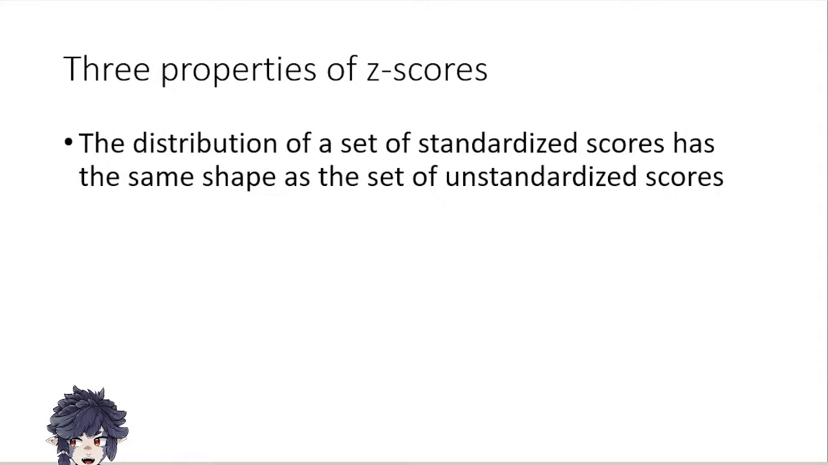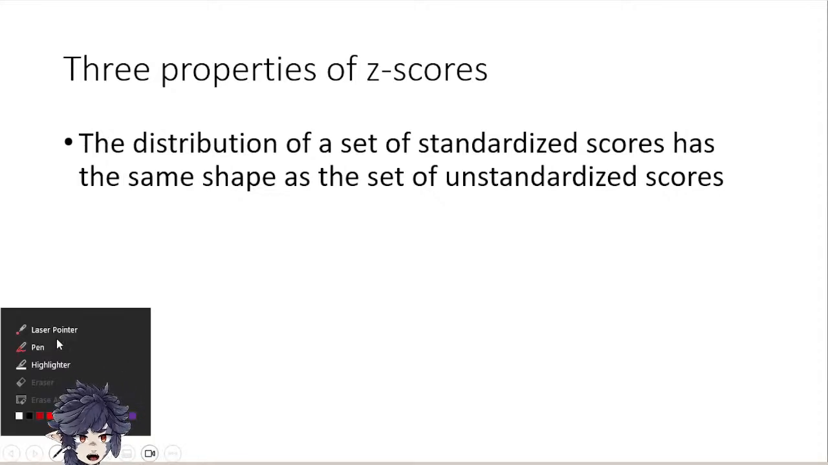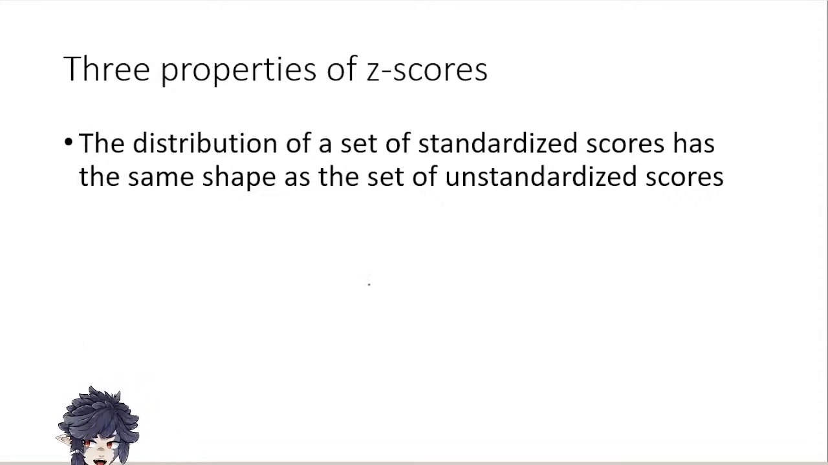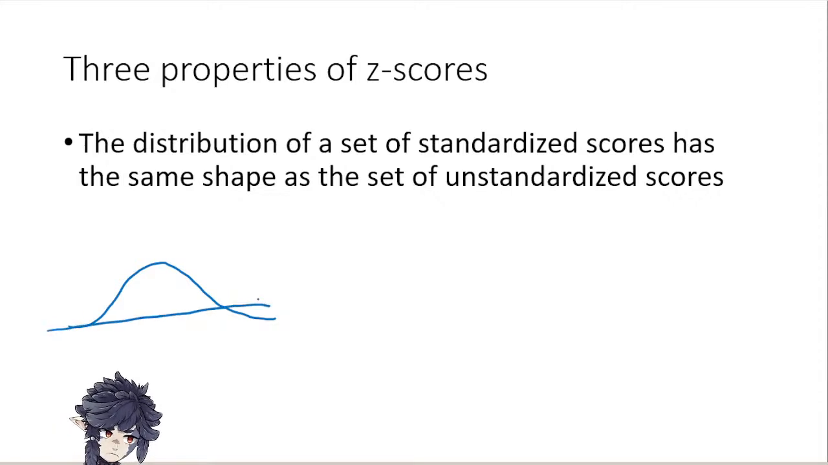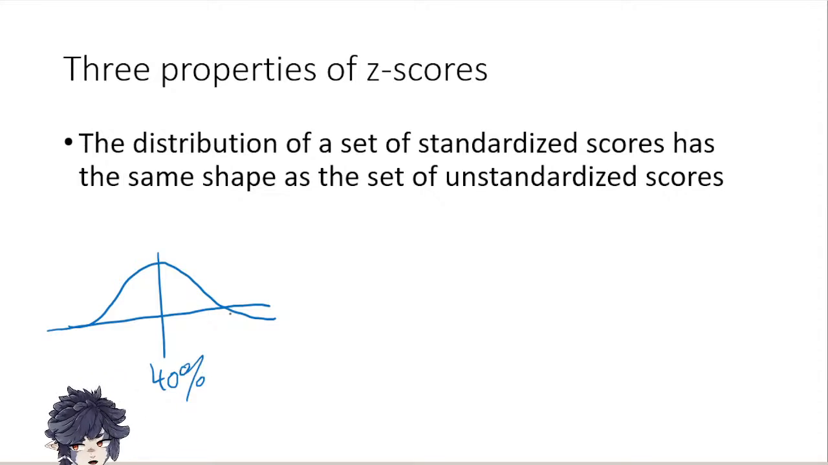All right, the third property of Z-scores. If you have a distribution of a set of scores, and you Z-score it, the distribution shape will not change. So I know it's been a minute since we talked about the shapes of frequency distributions, but let's say I have something like this, which is kind of lopsided, but the mean power level in a division is 40%. About half of people are above that, half of people are below that.